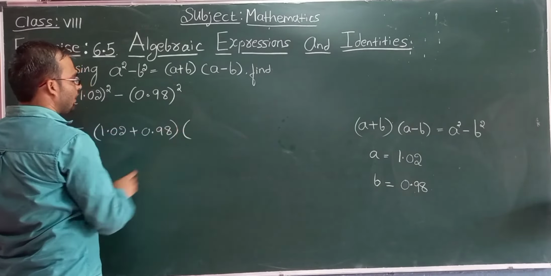Students, now let's solve third question. Okay, so what they have given? 153 square minus 147 square. Okay, so here it is of the form a square minus b square. Okay, so here in place of a, what is there? 153. In place of a, 153 is there, and in place of b, 147. Okay, now what we have to do?